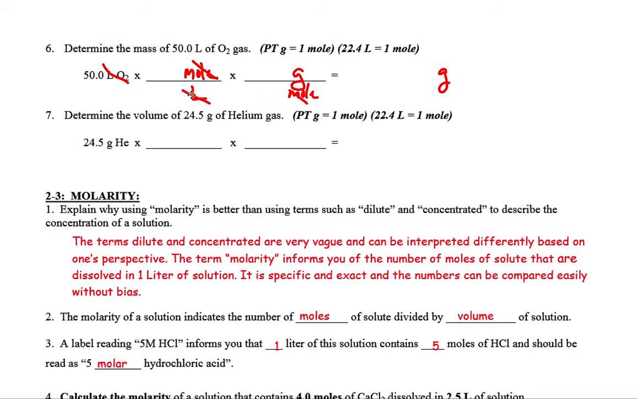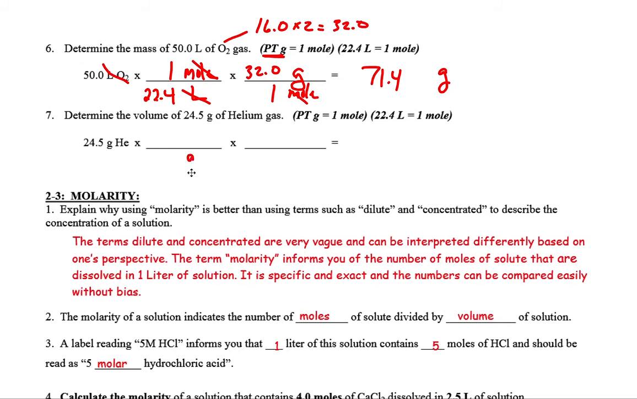Now, some things I know. I know 1 always goes next to the mole. I know 22.4 always goes with liters. And I know I got to look on the periodic table anytime I see grams. So the periodic table, oxygen weighs 16, and there's 2 of them, so that's 32. That's how I know what number goes there. Do the math, and you end up with 71.4 grams.